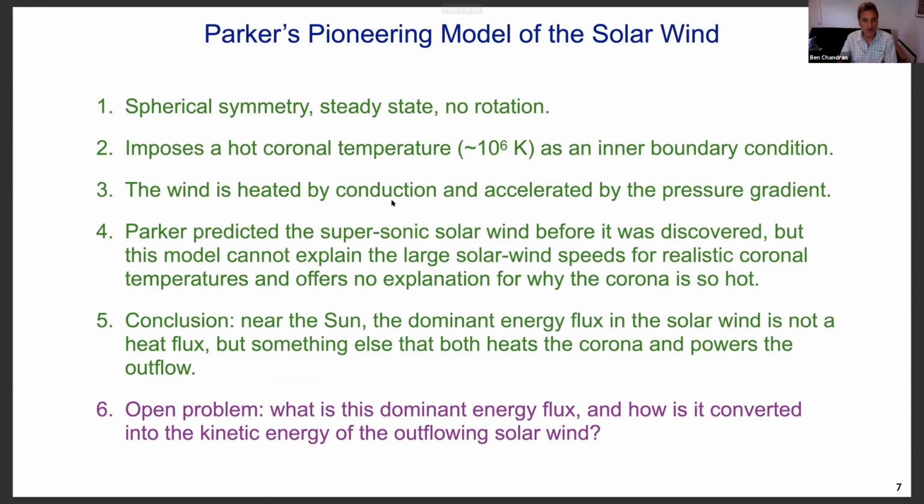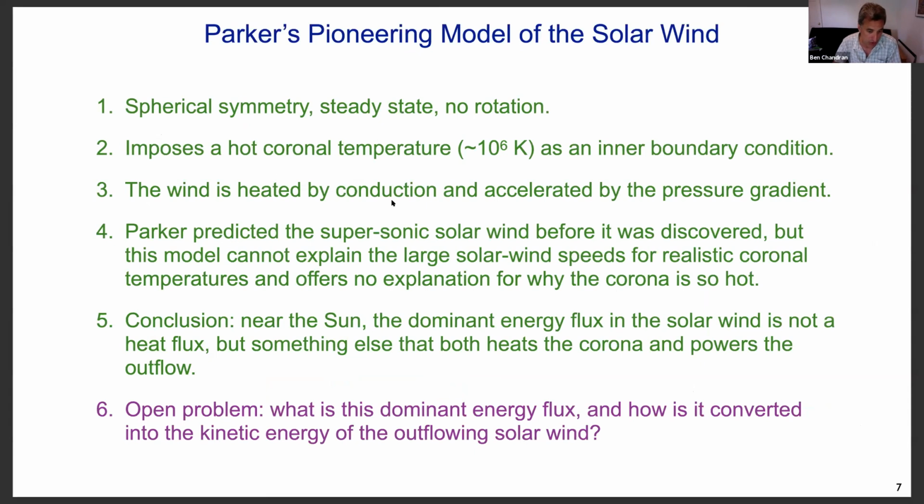So there have been a number of attempts to explain this system, and the most famous was the first, which was Parker's model in 1958 for the solar wind. That was not so much an attempt to explain the solar wind, as the solar wind had not yet been discovered. This was a prediction of the existence of the solar wind.